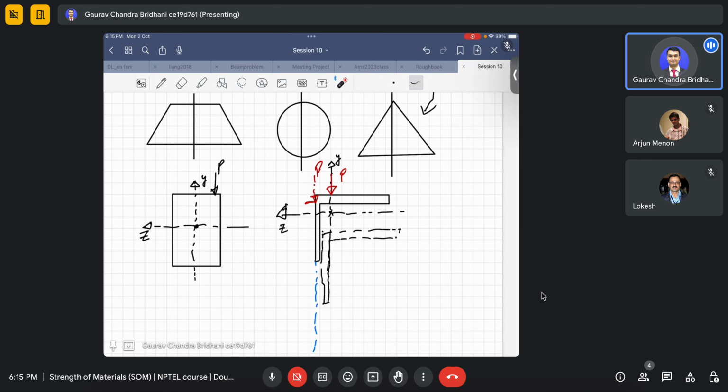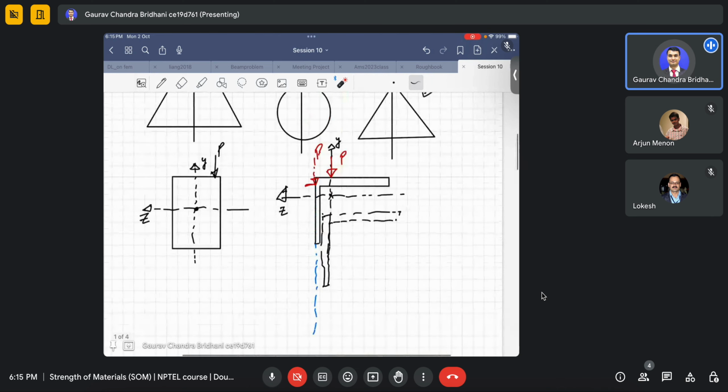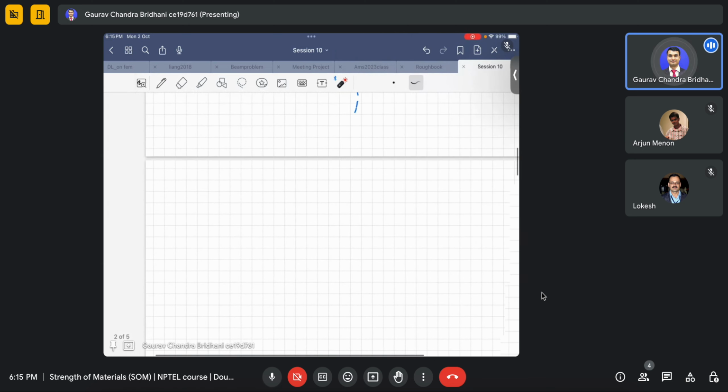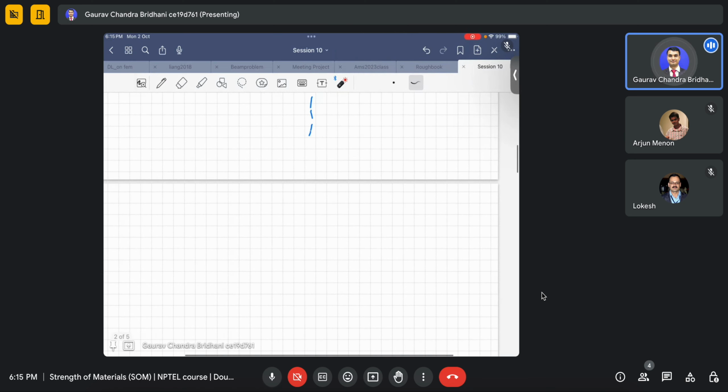And when we put the load very near to this edge, we found that there was no rotation, and that comes due to something called shear center. I will just brief about it also. Shear center. Okay, so what is shear center?